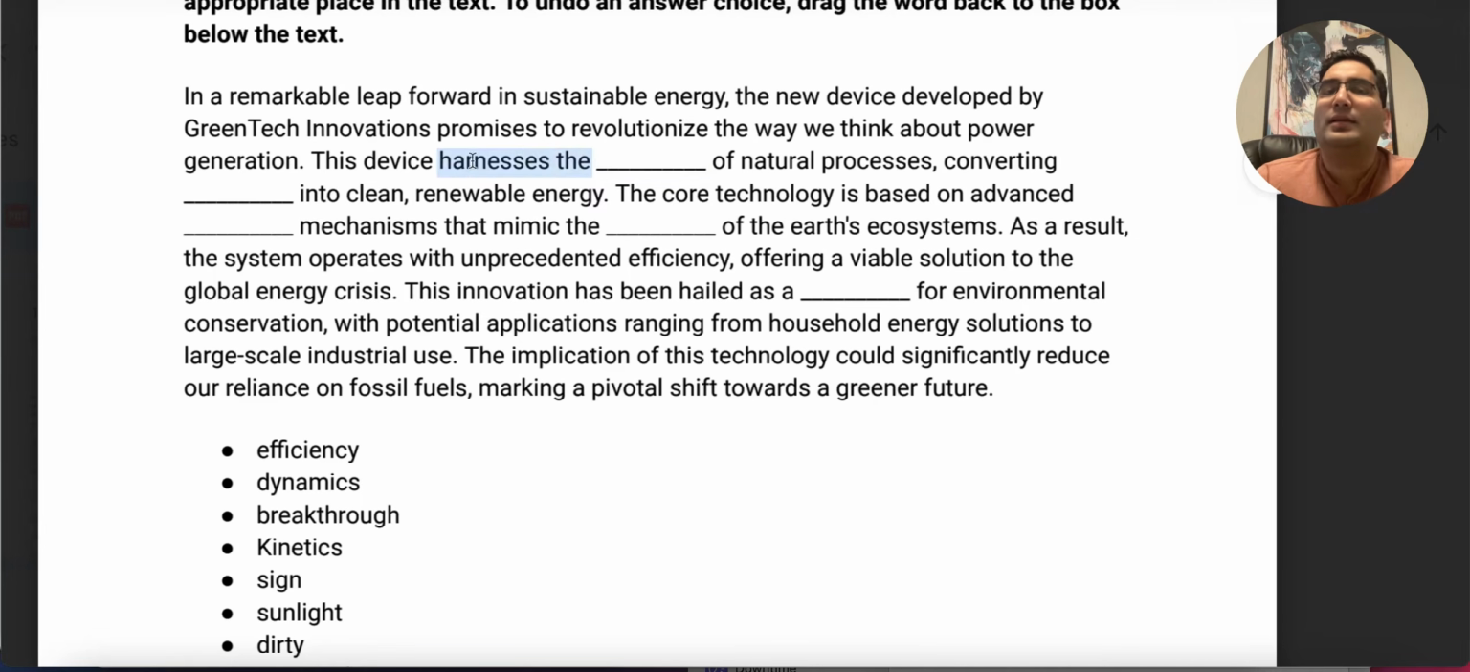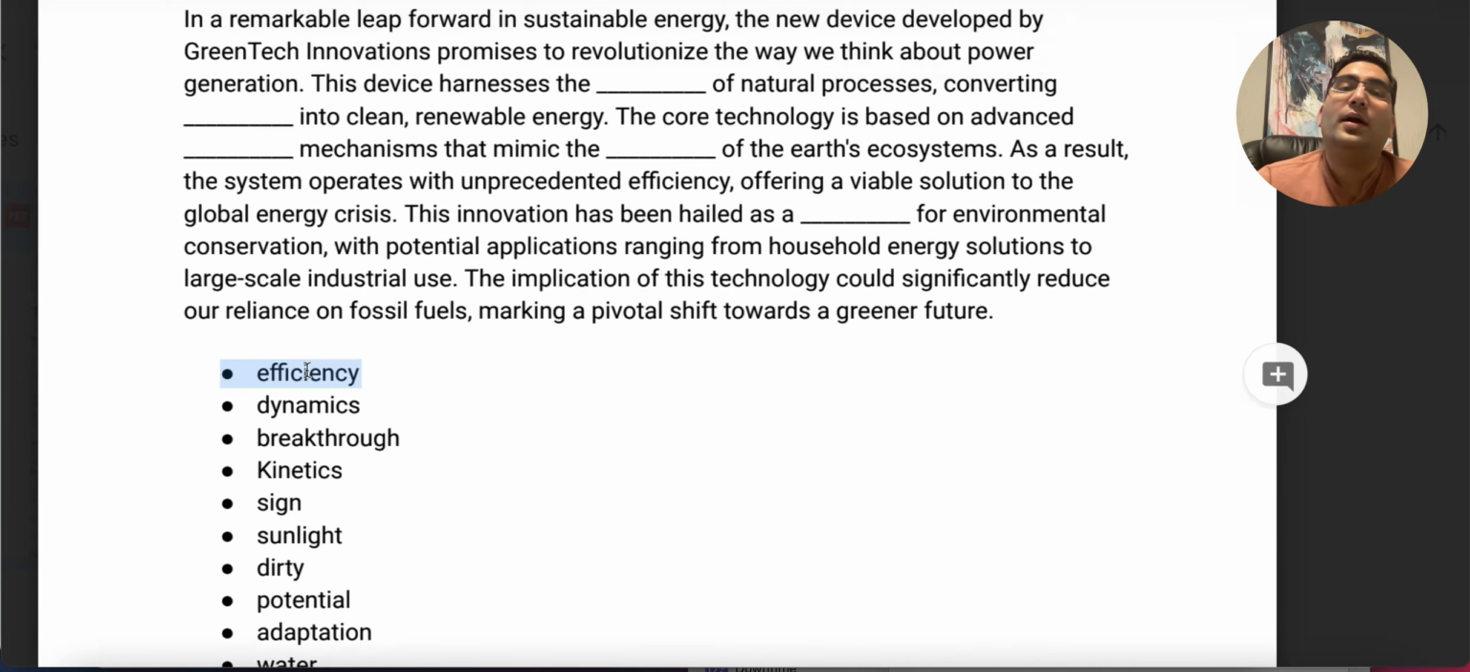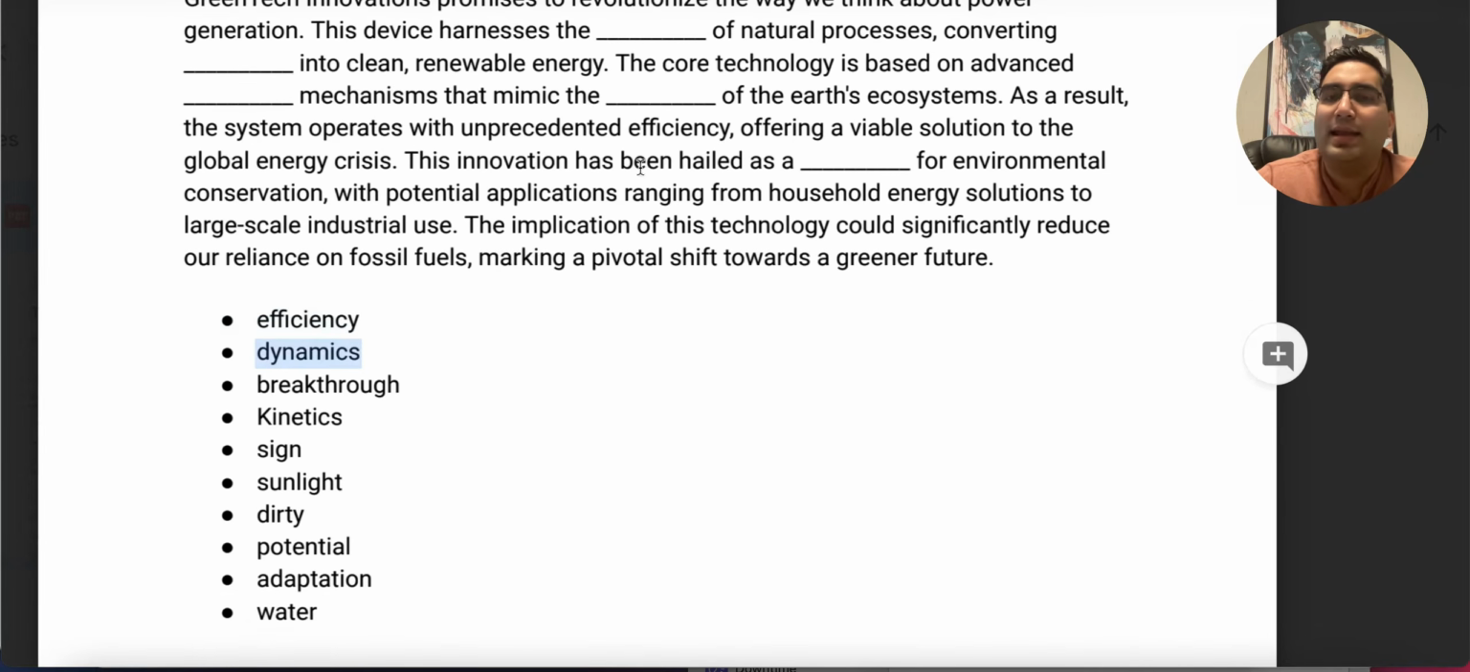And look, the keywords are it harnesses something of natural processes. So it harnesses it, it uses something and makes it better, most likely, to do something. Okay, so let's have a look at our options. Efficiency. If you harness the efficiency and make it better, that's good. I mean, that could fit there. Harnesses the dynamics of natural processes, that could work too. Like it's the current state of natural processes.